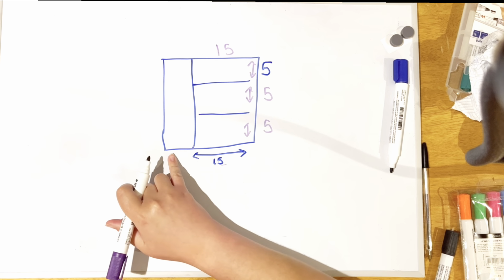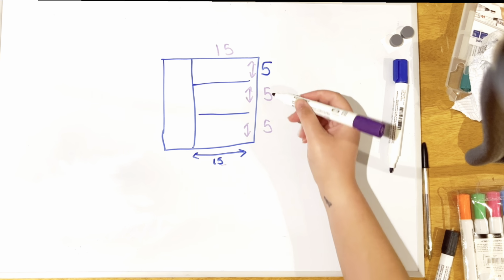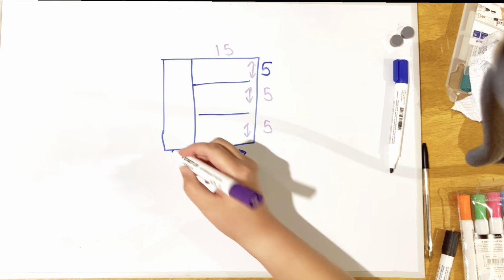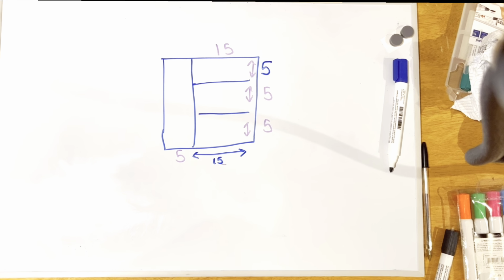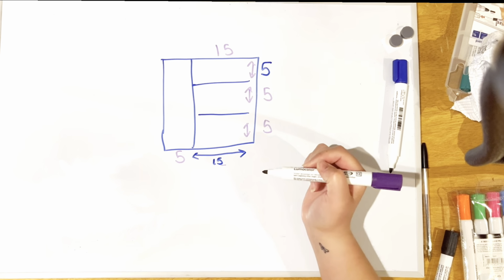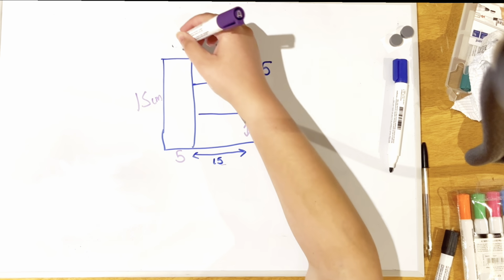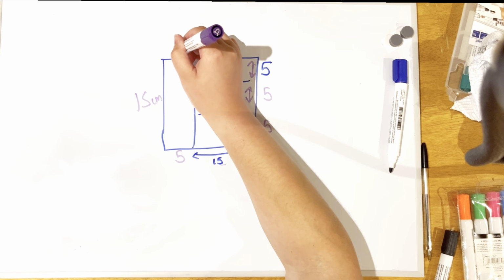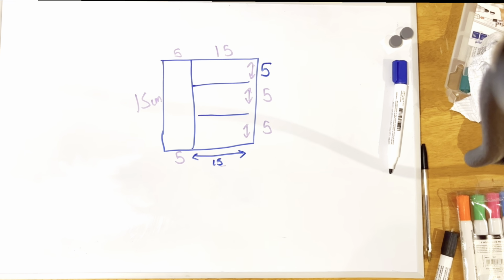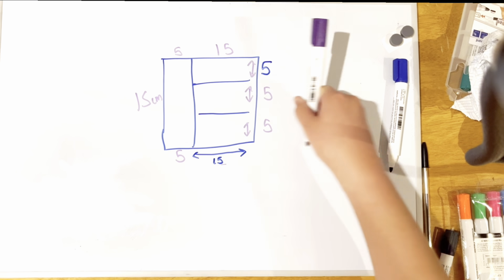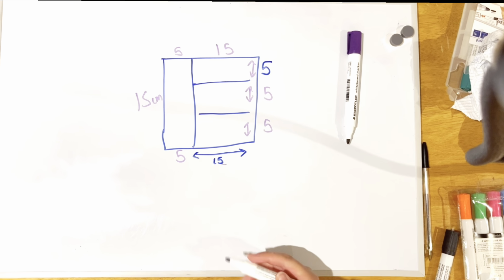I've also got another small section here though. What did we say our small sections were? 5 centimetres. And then another long section here, 15 centimetres. And then another short section here, 5 centimetres. So now I need to add these all up to work out my perimeter.